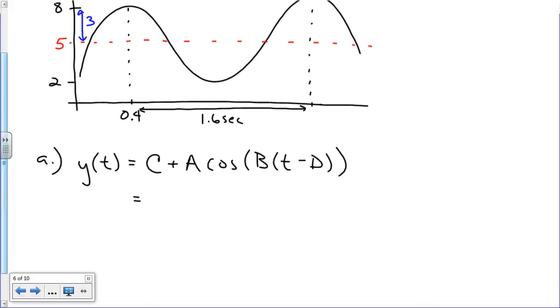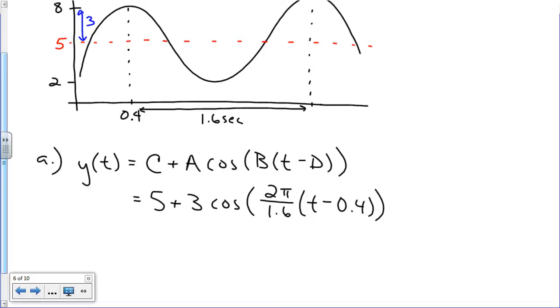So let's write our equation. C, the sinusoidal axis, we said was 5, plus a, the amplitude, is 3, times the cosine of b. Remember, the absolute value of b is equal to 2 pi divided by my period. So it's 2 pi divided by 1.6, the period that we have from up above. And that's times t minus the value of d, which is your phase displacement, where that maximum occurs, at 0.4.